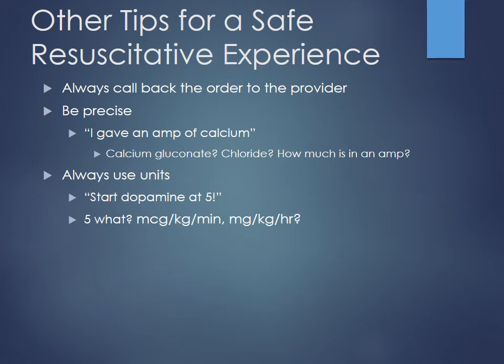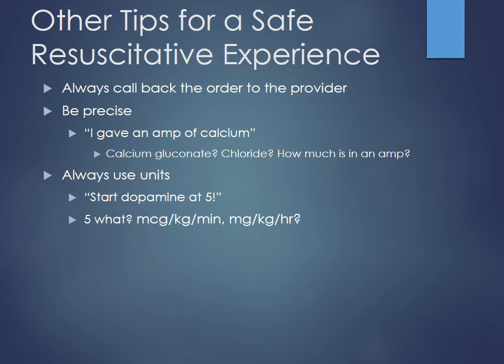Also be very precise. You'll hear very often, I gave an amp of calcium or I gave an amp of dextrose. That doesn't tell me anything, right? Because an amp of D25 versus D50 is either doubling or halving the dose that I wanted. So say, hey, I gave 25 grams of dextrose, or I gave 12.5 grams, or I gave 1 gram of calcium chloride. If you just say calcium, is that calcium gluconate? Is that calcium chloride? Who knows?